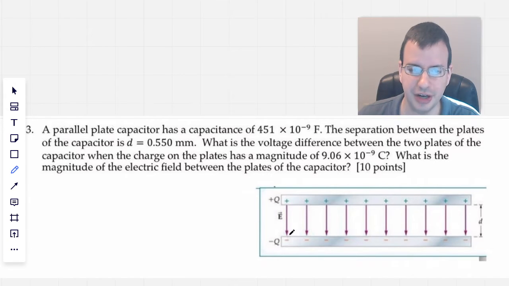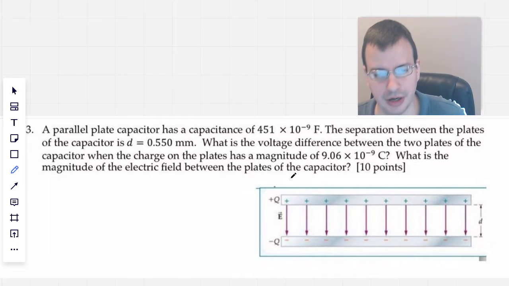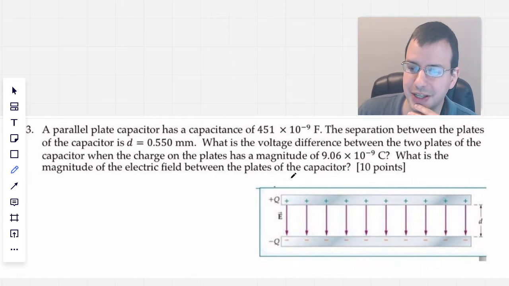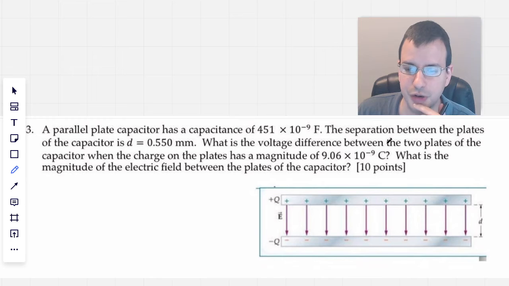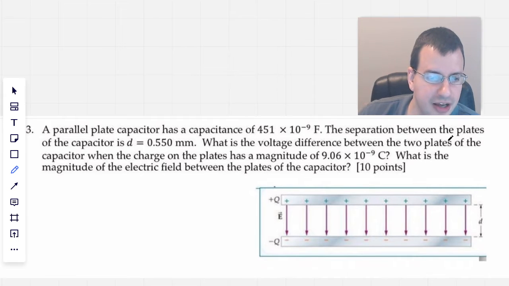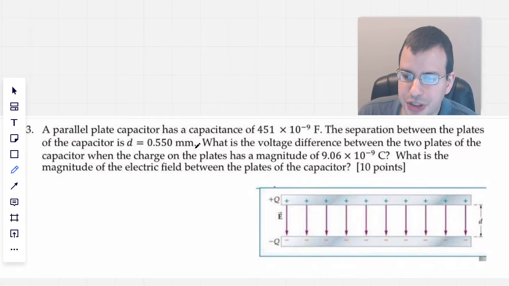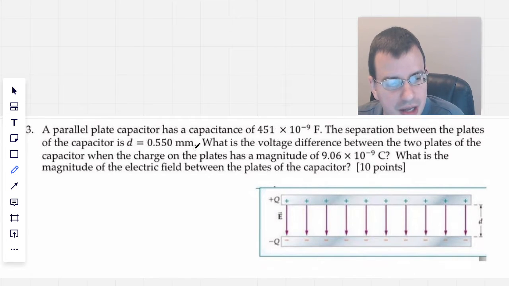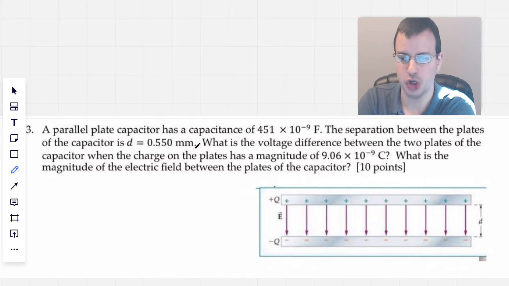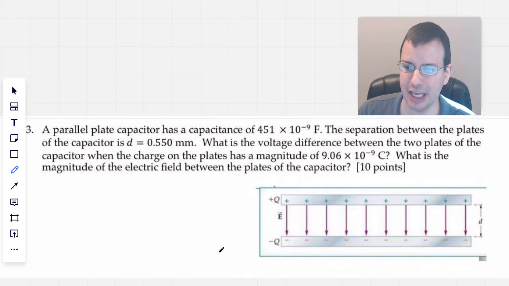A parallel plate capacitor has a capacitance of 451. That's interesting, like 451 Fahrenheit. Never mind, not important. 451 times 10 to the negative 9th farads, so like 451 nanofarads, I think nano. The separation between the plates of the capacitor is D, 0.550 millimeters. Okay, that seems reasonable. What is the voltage difference between the two plates of the capacitor when the charge on the plates is a magnitude of 9.06 times 10 to the negative 9th coulombs? What is the magnitude of the electric field between the plates of the capacitor?